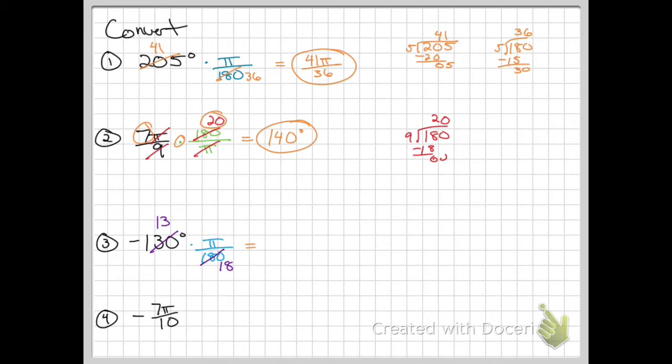So you take everything that's left, including your negative sign, 13 and pi on top, and everything that's left on the bottom. Negative 13 pi over 18 radians is equivalent to negative 130 degrees.